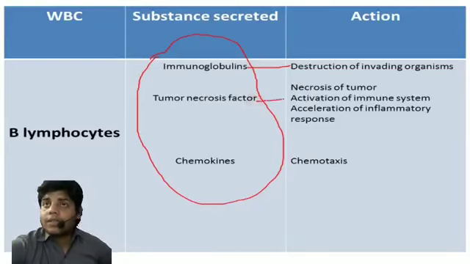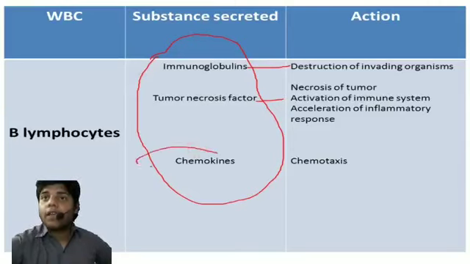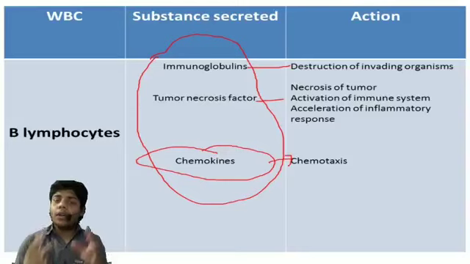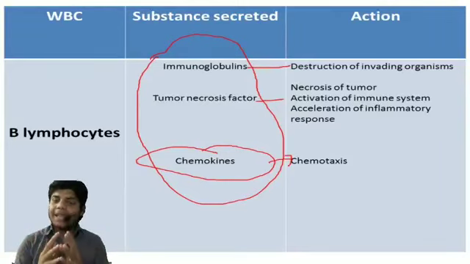Tumor necrosis factor has the same function as we discussed in the T lymphocyte, means they can cause the necrosis of the tumor cells. They are responsible for the activation of the immune system, and they are also responsible for the acceleration of inflammatory responses. Then we have again chemokines, and again these chemokines are responsible for the chemotaxis process. Okay, so that's all about the cells and the chemicals which are secreted from each cell and the action of each chemical.